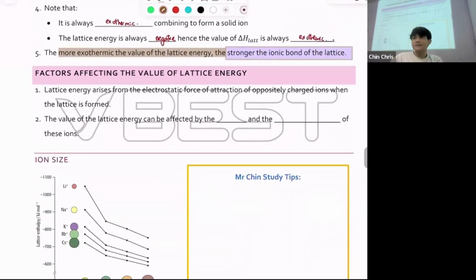All right, guys, next. What are the factors affecting the value of lattice energy? You have two factors. The first one is your ion size. The second one, we call it nuclear charge.